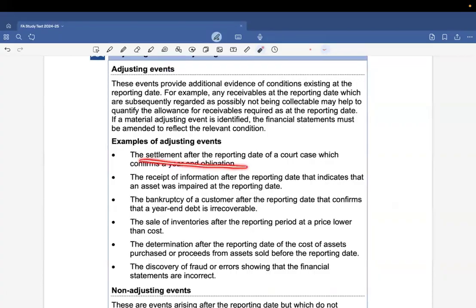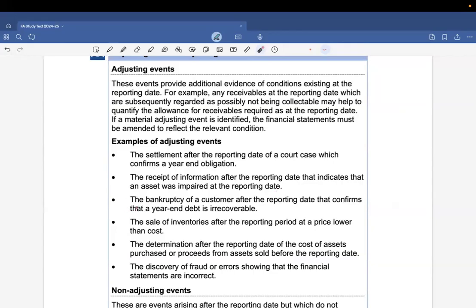Now, for adjusting events, there are certain examples given. The settlement after reporting date of a court case, which confirms a year-end obligation. So after the reporting date, a court case that started before the year end is finalized, then you have to adjust your accounts. Second, information received after the reporting date that indicates that an asset was impaired at the reporting date. You have an asset before the year end, and after the year end, that asset's value got less. That is impairment.